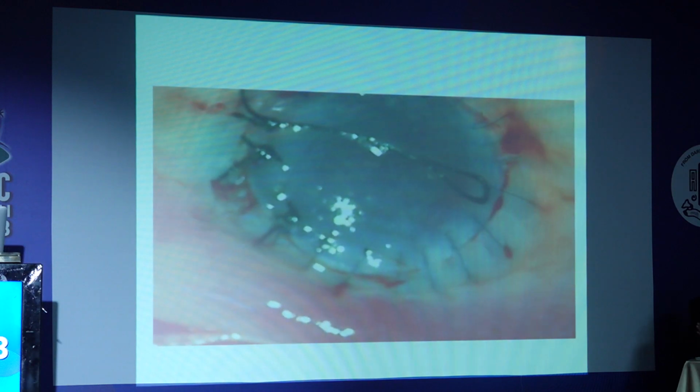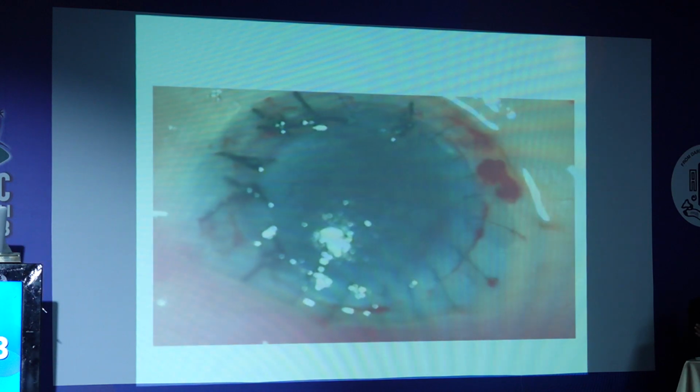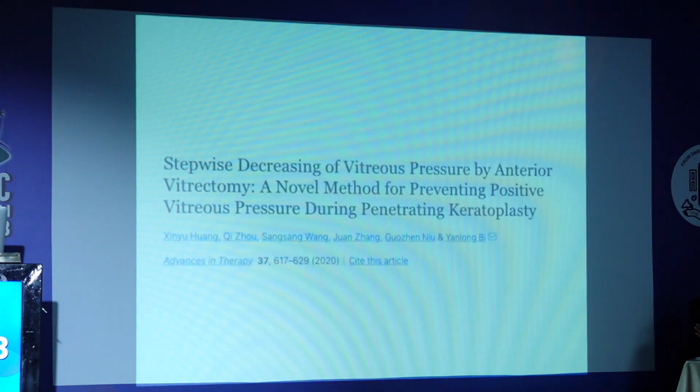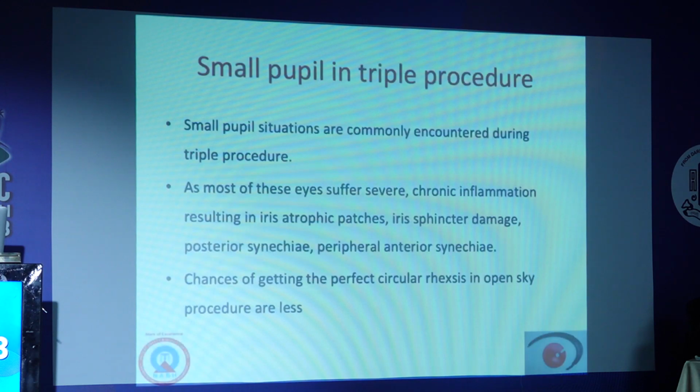The vision was not very good, just 1 meter vision, but the eye was salvaged, no phthisis luckily for the patient. And so to avoid such complications, to avoid vitreous upthrust, now people have started doing a stepwise procedure. They reduce the pressure either preoperatively or in the same procedure, just a pars plana vitrectomy to decompress the globe, and then open the button. So this technique works very well in many challenging cases.